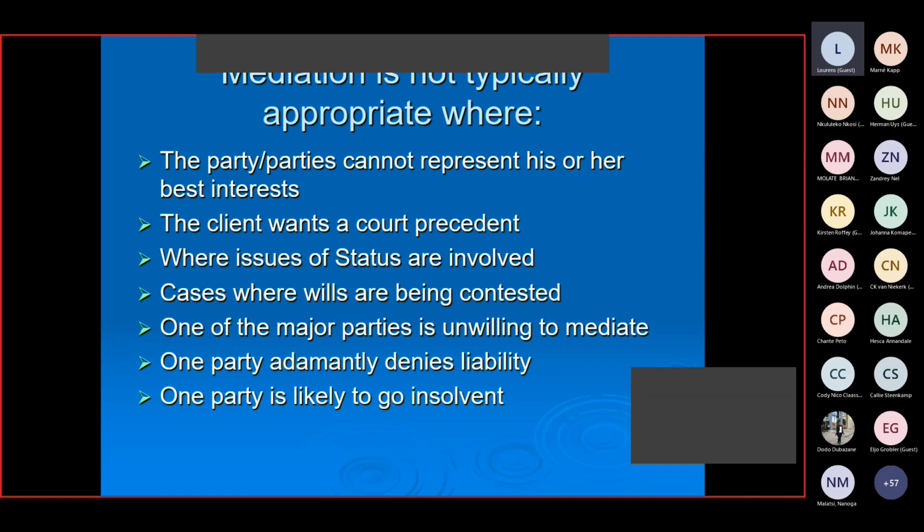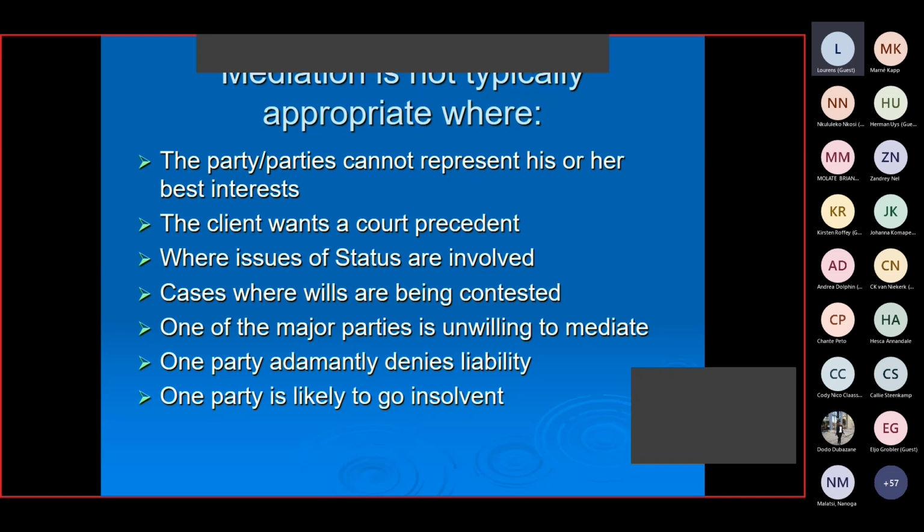The client wants a court precedent. Clearly, then you're going to have to do litigation. Where issues of status are involved, that's simply because you can't mediate it. It has to go through a court. Cases where wills are being contested, okay, that generally doesn't work well with mediation.